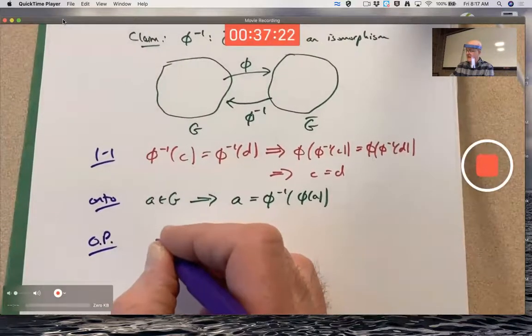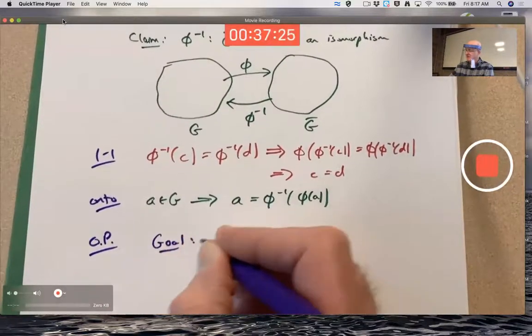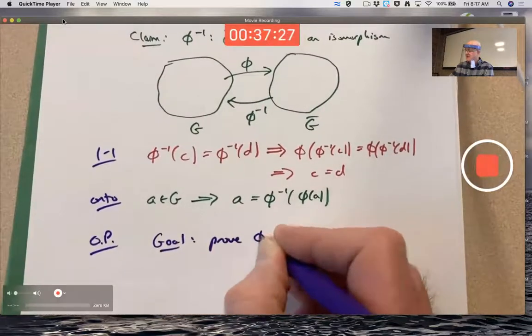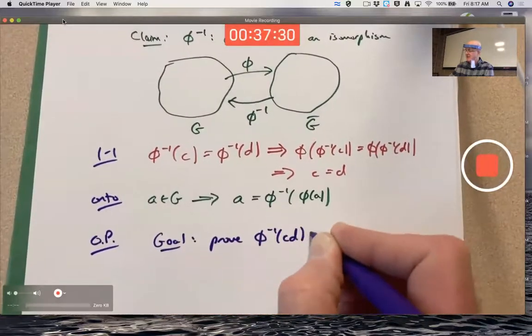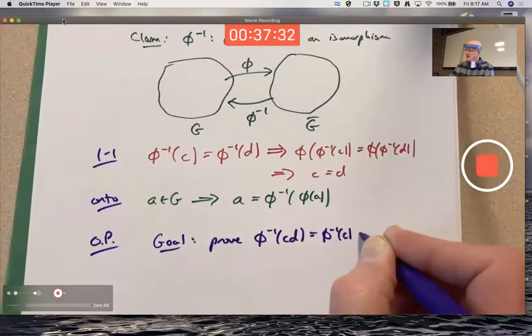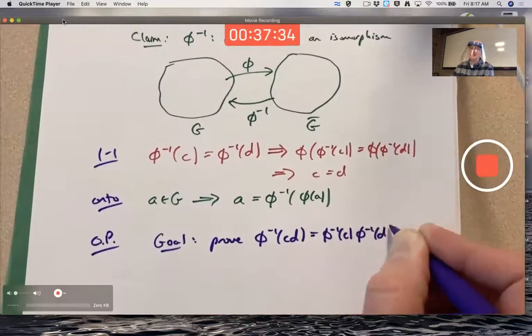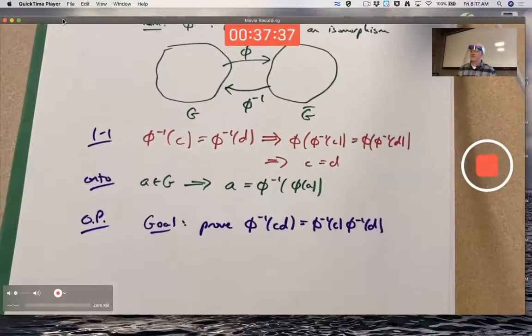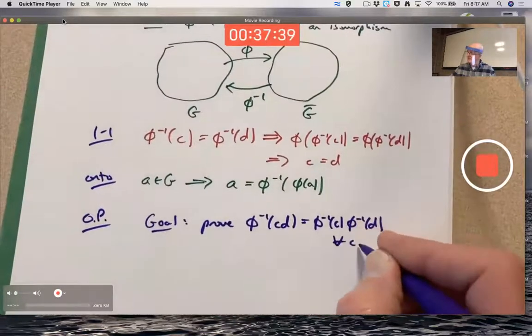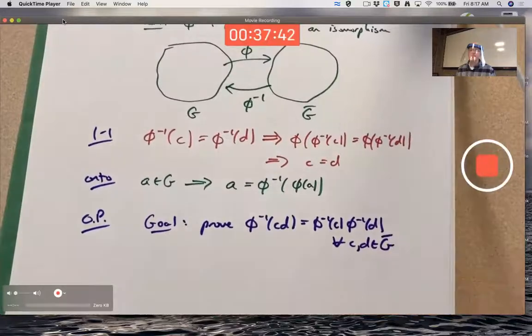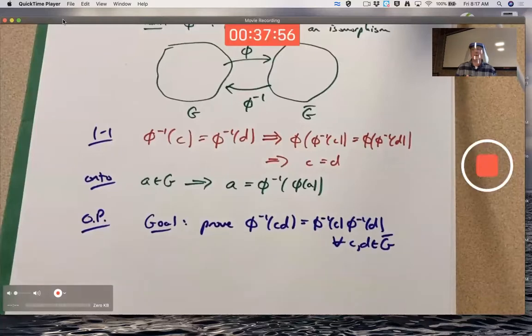So the goal would be to prove phi inverse of CD equals phi inverse of C times phi inverse of D for any C and D in G bar. You're doing it for all C and D in G bar, so you'd start the proof by saying, let C and D be arbitrary elements of G bar. And if you can prove it for arbitrary elements, that means you've proved it for all elements because they're arbitrary.